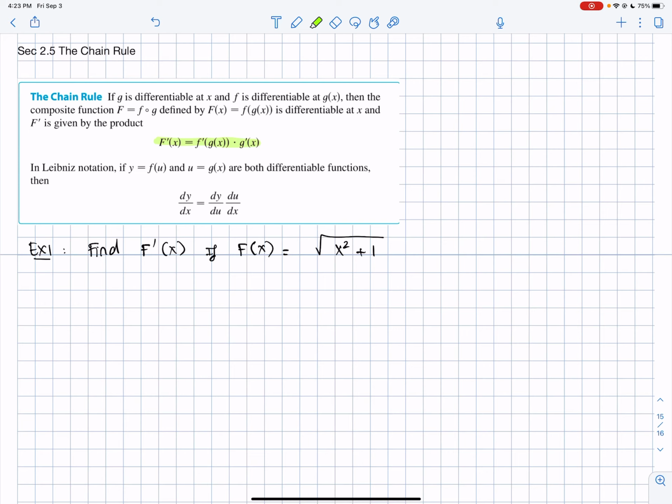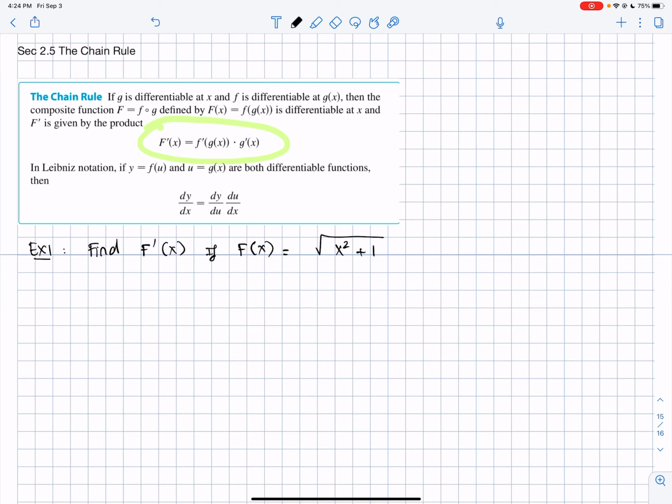So in the Leibniz notation, you can think about y is f of u and u is g of x. If they are both differentiable functions, then we have dy over dx, which is the first derivative of y with respect to x, equal to the derivative of y with respect to u times the derivative of u with respect to x. So they are basically the same thing. So I'm just looking at this formula, and then we will apply that for example number 1.